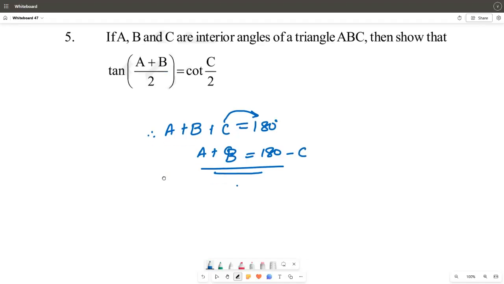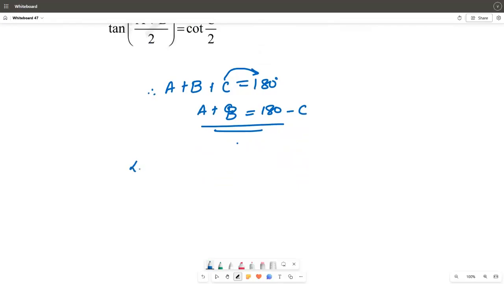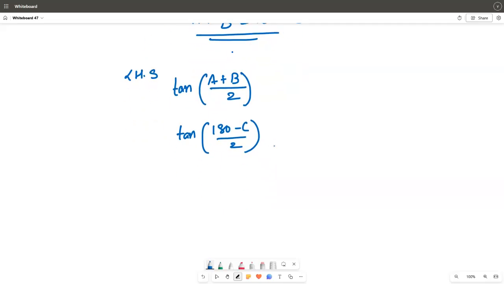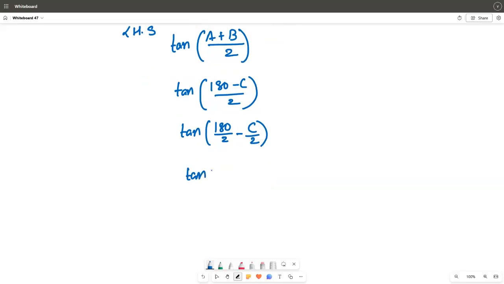So I will initially consider the LHS, the left hand side, which is tan of (A plus B) by 2. And I'm going to substitute A plus B equal to 180 minus C. So this will be tan of (180 minus C) by 2. From this, I can divide the denominator to both of the numerators. So this would be 180 by 2 minus C by 2. And we know that 180 by 2 is equal to 90 degrees. So this would be tan of (90 minus C by 2).